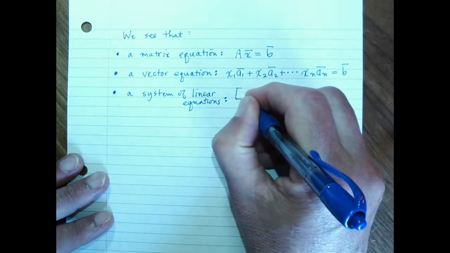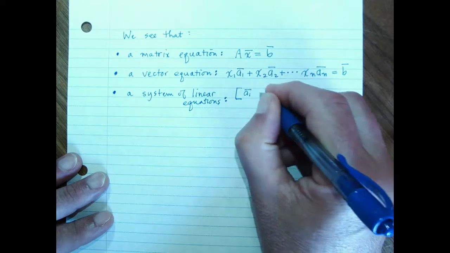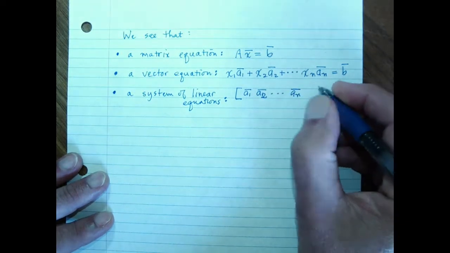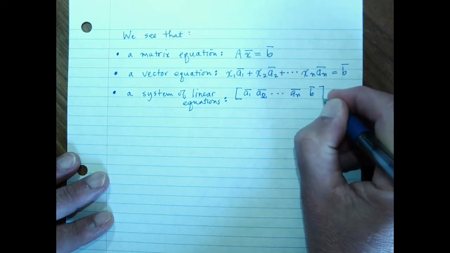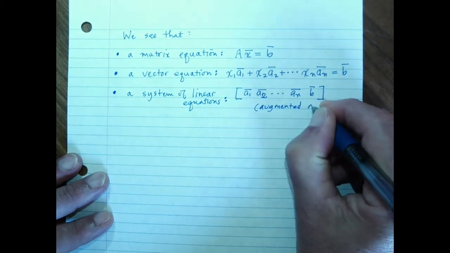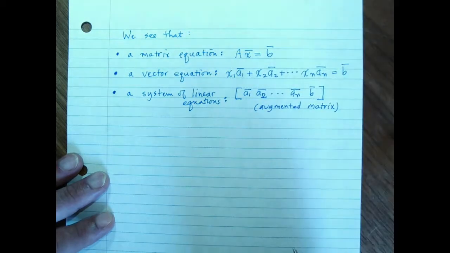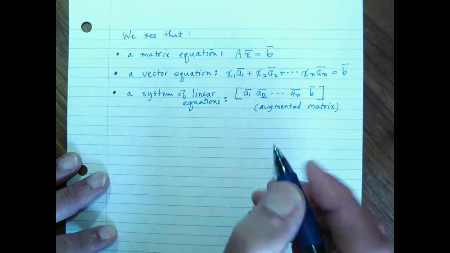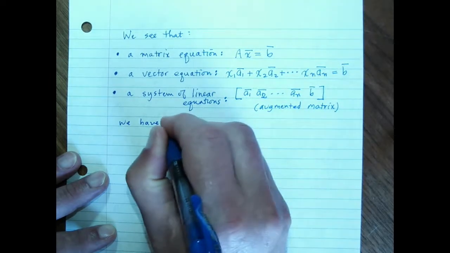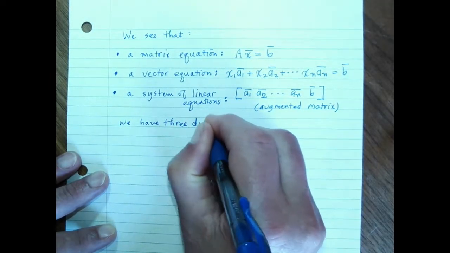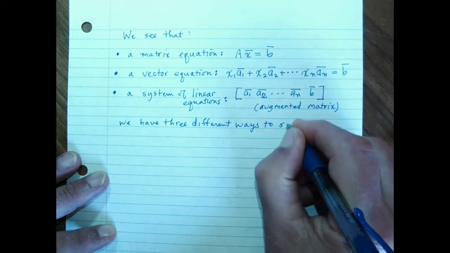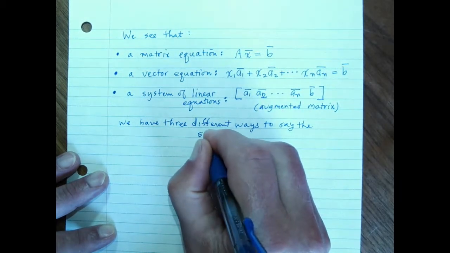And how would we do that? We would solve the system of linear equations by setting up the augmented matrix a1, a2 to an using the columns of A along with the vector B. So we see that I would say we have three different ways to say the same thing.